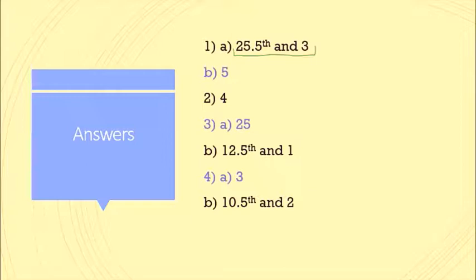Again, 1B and 2A are worth 1 mark each, so it's not necessary to show workings out. Also 3A is worth 1 mark, but 3B, the median question, is worth 2 marks, so you need to show 2 parts to the workings out to the question. And the answer should contain 12.5 and the answer of 1 to get 2 marks. Just writing 1 will get you 0 marks.